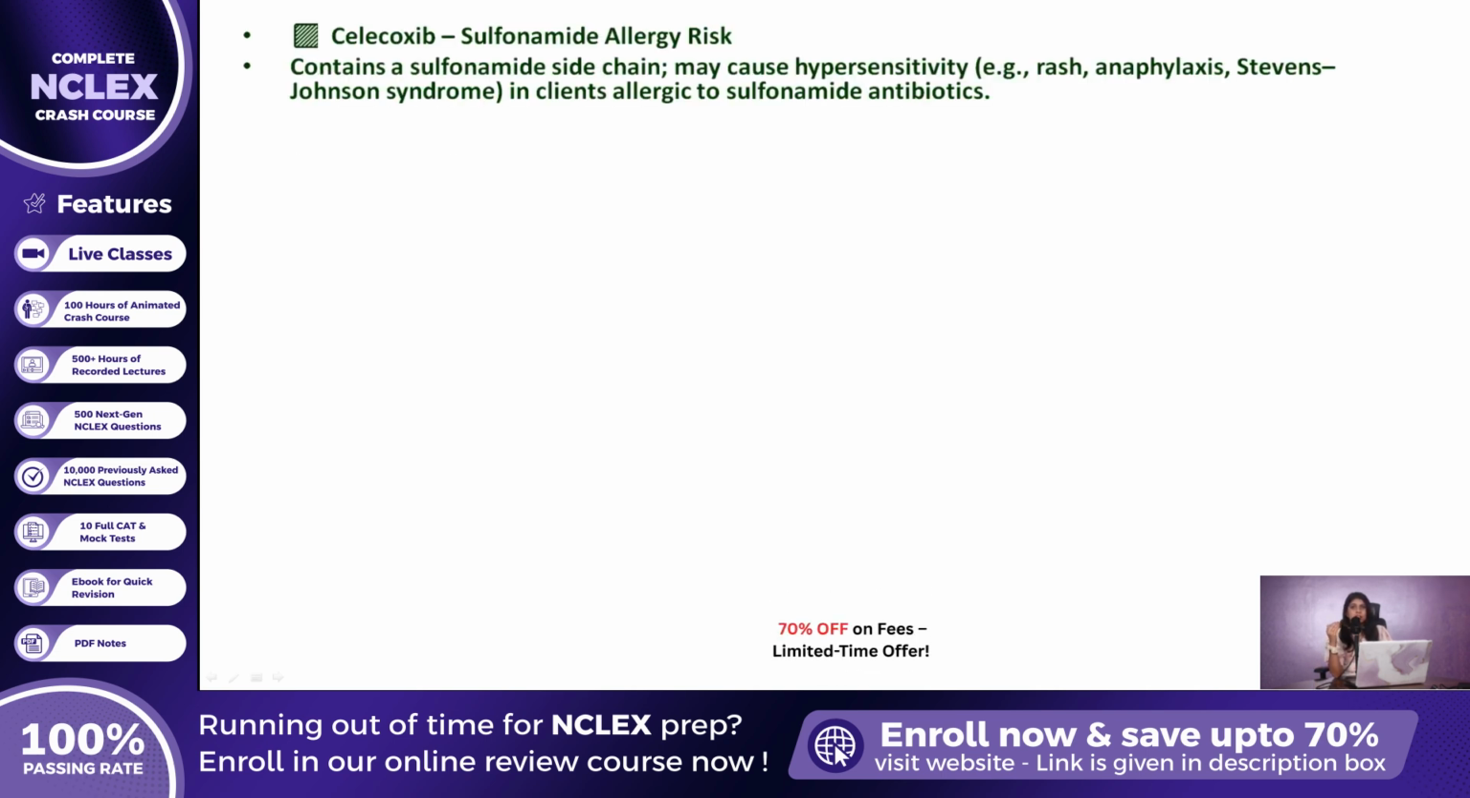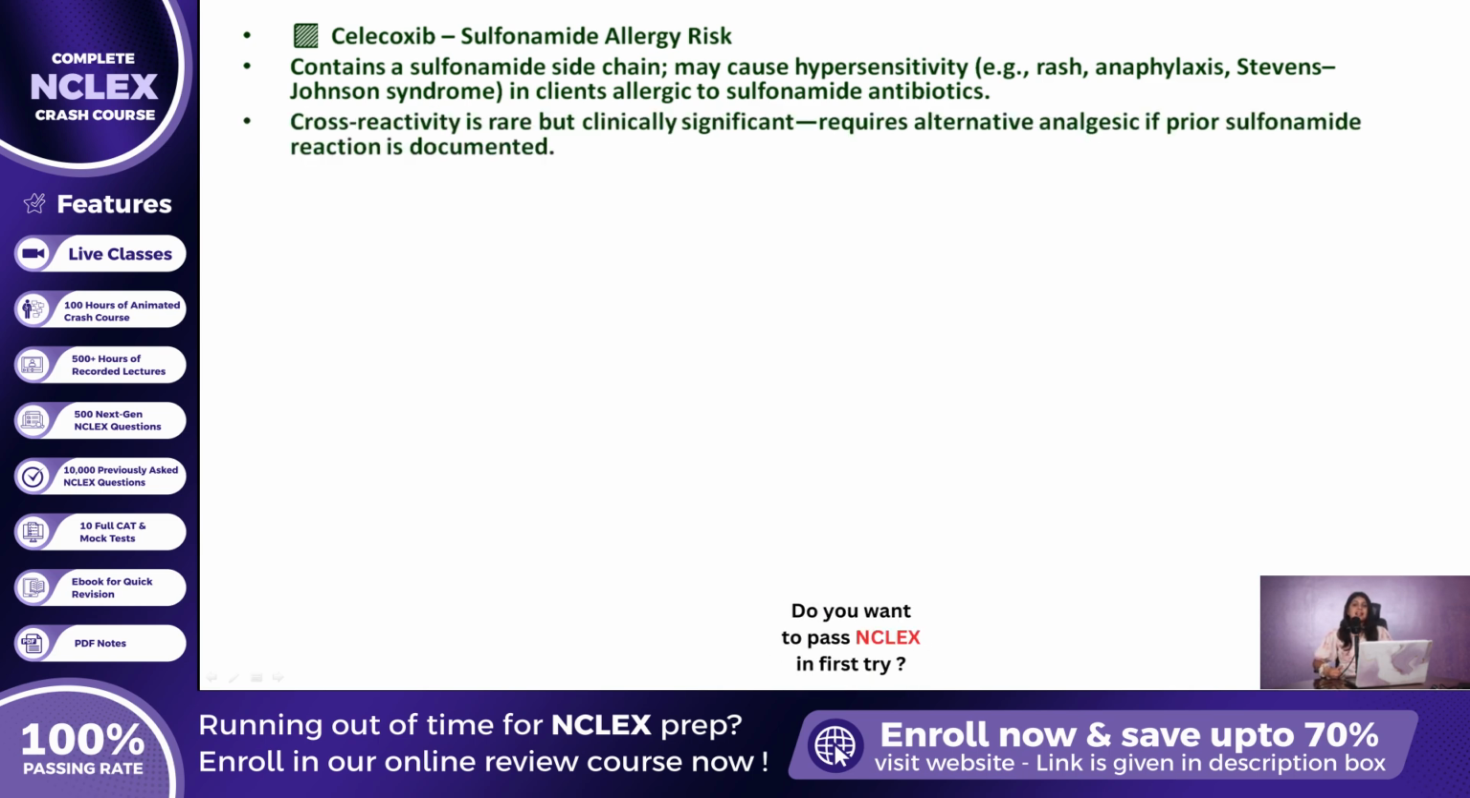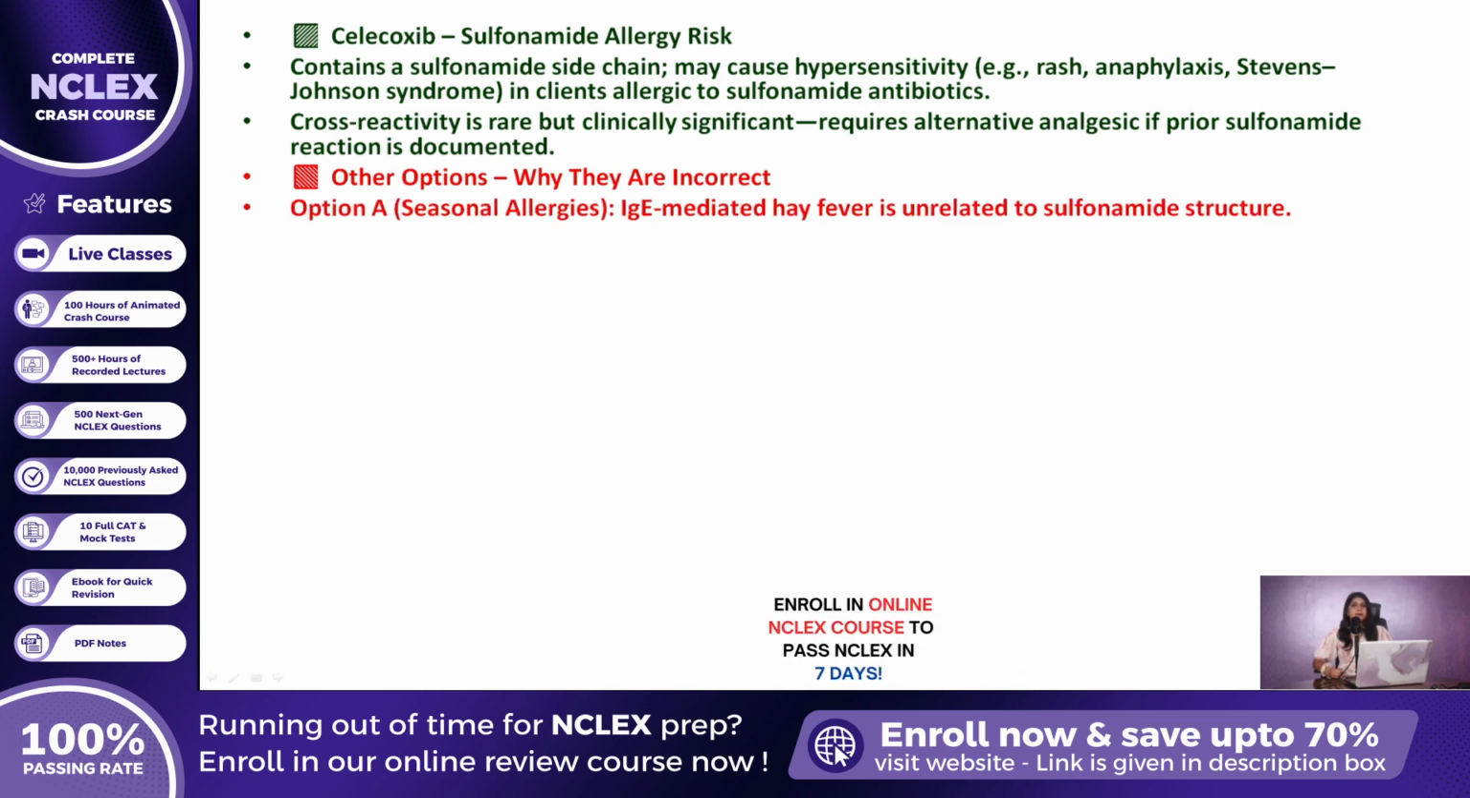Option C is correct because celecoxib contains a sulfonamide side chain. And although cross-reactivity between sulfonamide antibiotics and sulfonamide non-steroidal anti-inflammatory drugs is rare, the risk of an immediate hypersensitivity reaction, such as urticaria, anaphylaxis, or Stevens-Johnson syndrome, cannot be dismissed in someone who has reacted to sulfonamide antibiotics before. In contrast, Option A describes seasonal allergic rhinitis to pollen, which is mediated by immunoglobulin E and has nothing to do with sulfonamide moieties in celecoxib's chemical structure. So hay fever does not predict non-steroidal anti-inflammatory drug hypersensitivity.